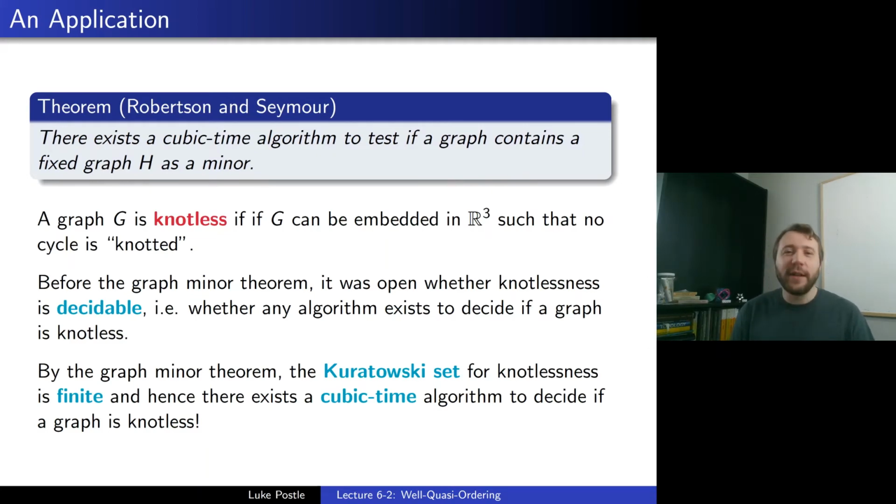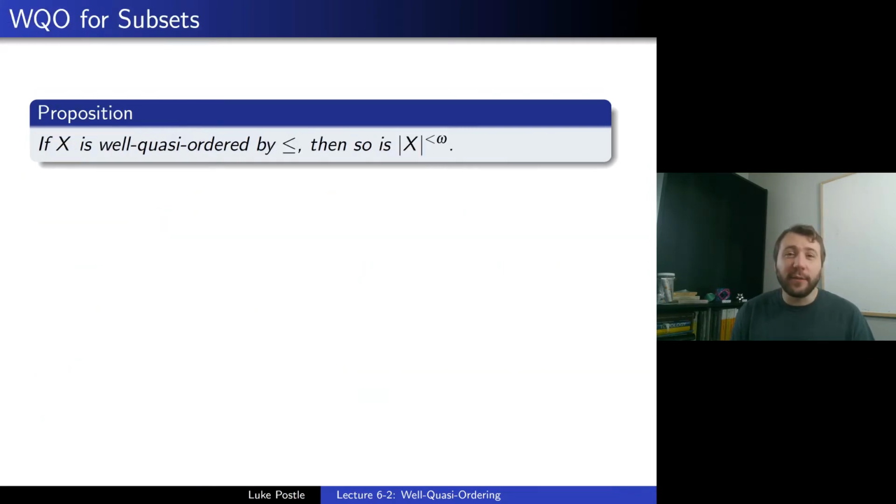So that was an application. Maybe let's move on to we're going to try to prove the graph-minor theorem for trees. And in order to do that, let's talk about well-quasi-ordering for subsets. So here's a nice proposition that we're going to need, which is that if X is well-quasi-ordered, then so is the finite subsets of X, or finite sets coming from X. So why is this? If you take finite sets of members of X, why are they well-quasi-ordered?